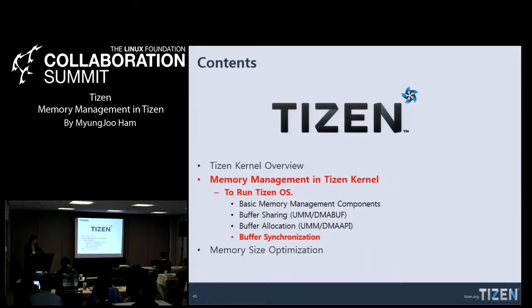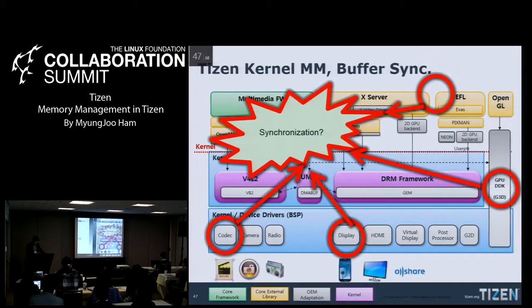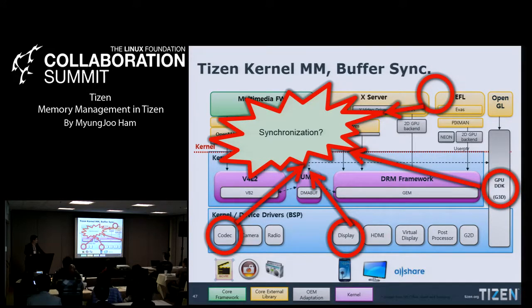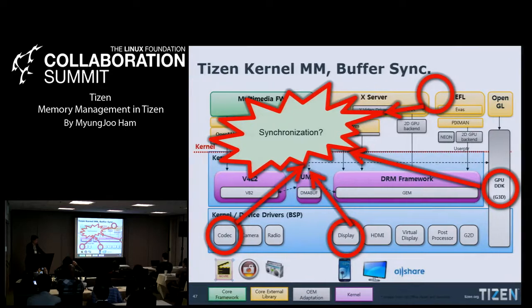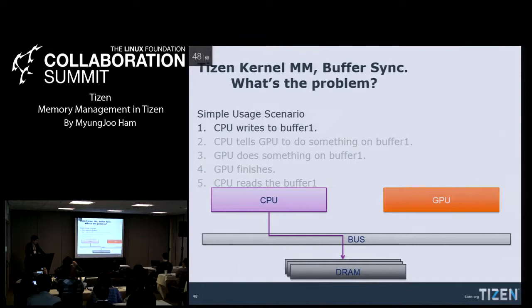And there's another problem with memory management in Tizen. This is a common problem with other operating systems such as iOS or Android. Well, yeah, we have a huge problem. As you have seen in previous slides, we have different entities accessing memory in Tizen. For example, in this example, we are trying to access memory from the GPU, display, codec, and user space. Here is an example where we have issues with synchronization.